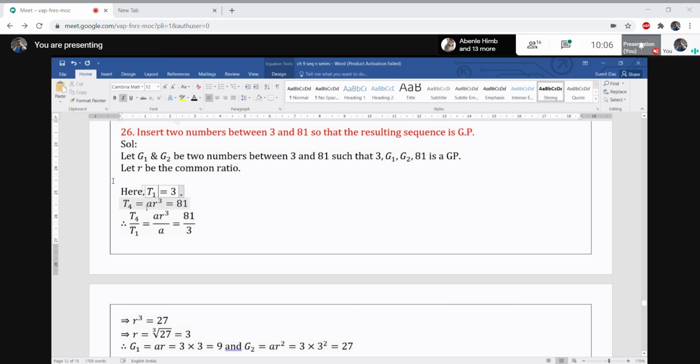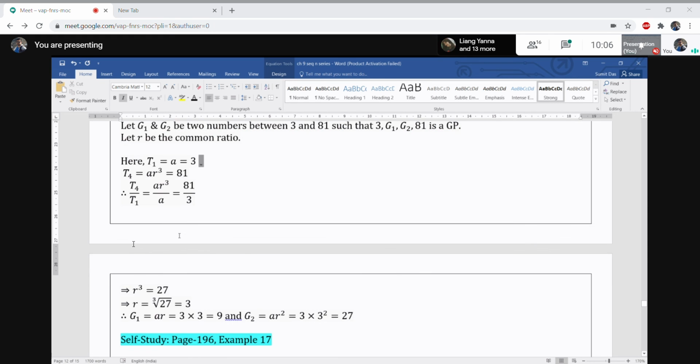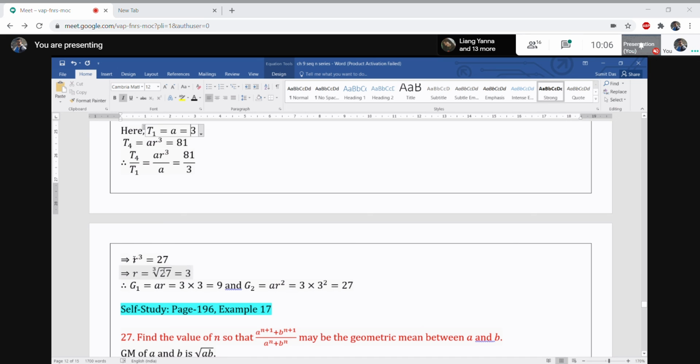Fourth term equal to what can we write? A R cube, right? Considering A is the first term, it is 3, and R is the common ratio, so we get the fourth term as A R cube. If I divide the fourth term by the first term, we get A R cube divided by A, that is equal to R cube. A cancels, so R cube equal to 27, and the R value will be the cube root of 27, which is equal to 3.